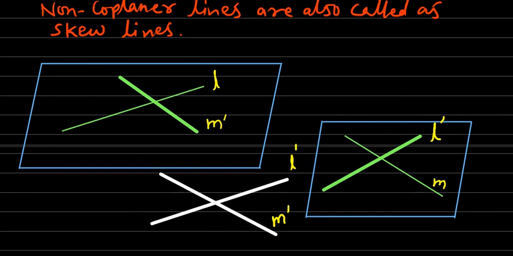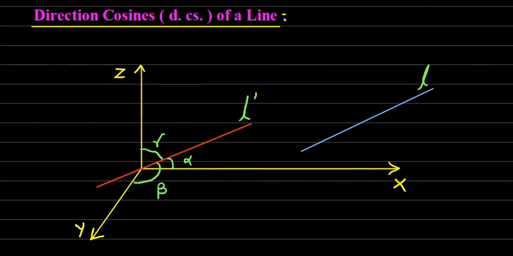Now, after defining this, next we will move to the direction cosines of a line. Now let us see the direction cosines of a line. Direction cosines are in short also written as DCS, D for the direction and CS for the cosines. So DCS of a line. And very often for the direction cosines we are going to use this short form DCS.